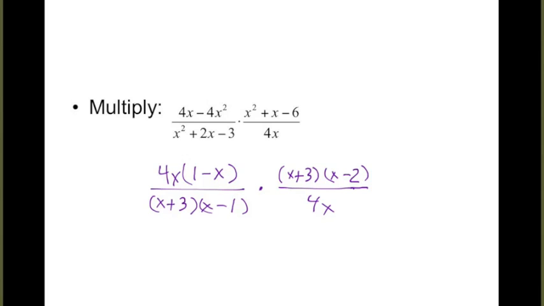Then we want to look for what matches to cancel. So the 4x matches the 4x. The x plus 3 matches the x plus 3. And then we have kind of a weird thing. Those don't perfectly match each other, right? And subtraction matters. Like 2 minus 3 is different than 3 minus 2, right? Just a little side note here. If I do 2 minus 3 over 3 minus 2, I get -1 over 1, or -1, right?